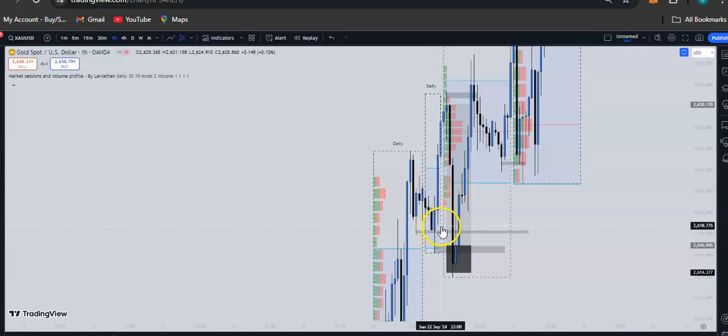This right here is Sunday. We're looking to take buys from below this particular point. Now this is the reason for the longs we did see on Monday.